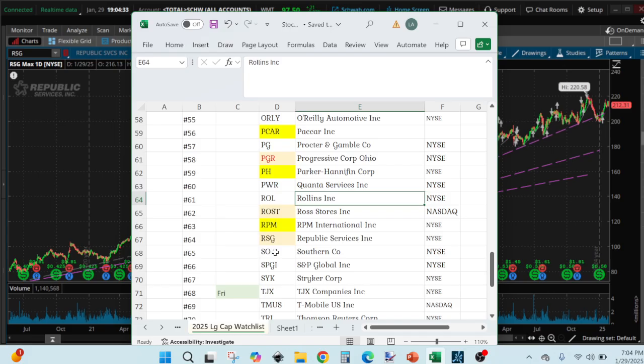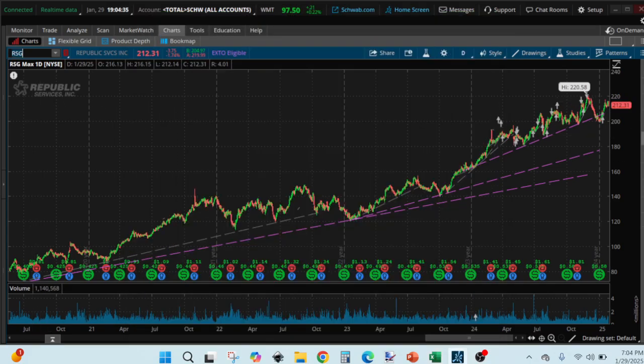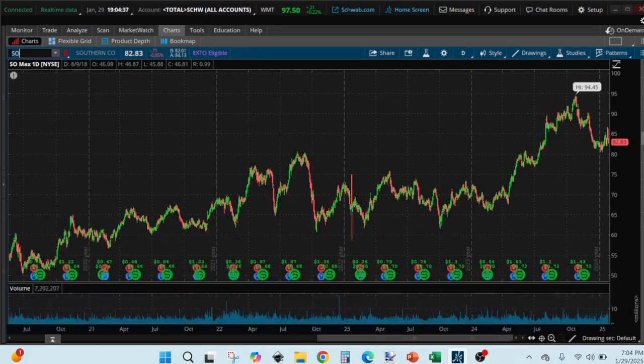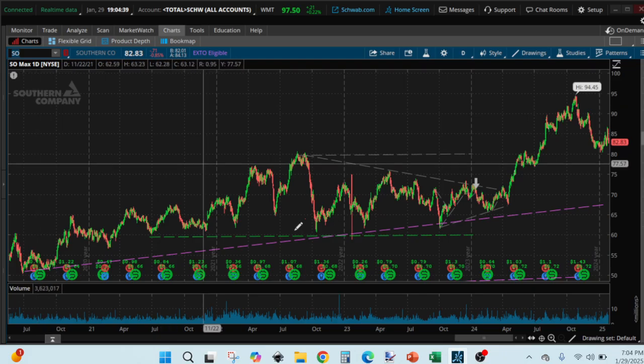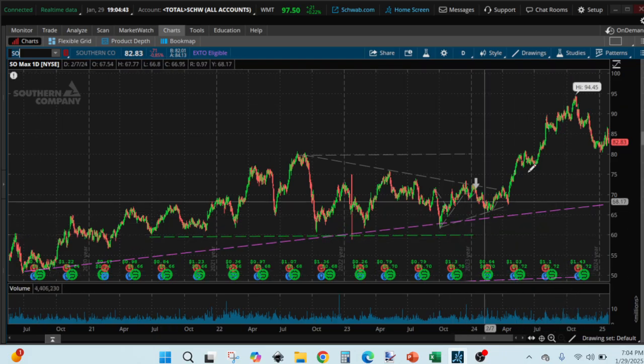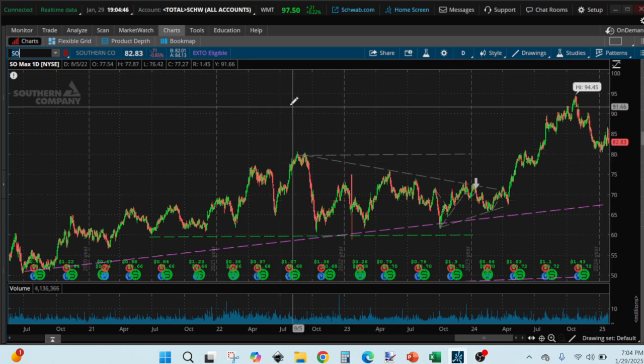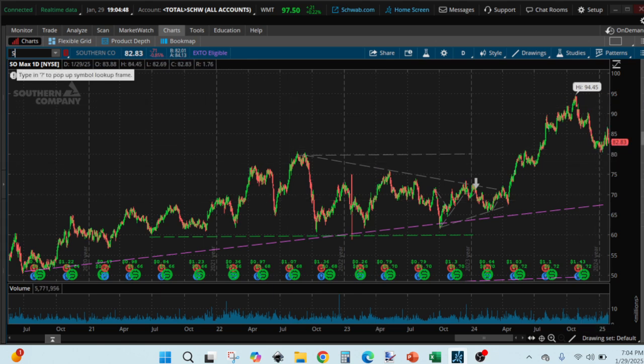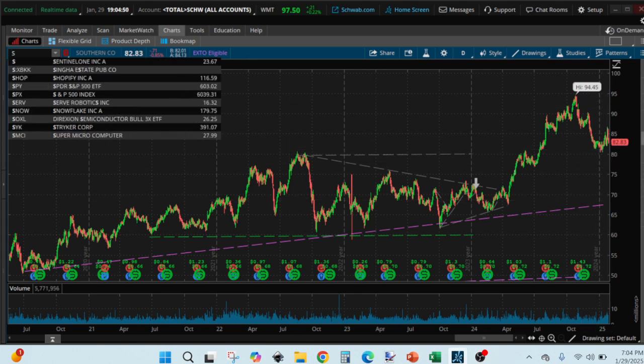So the next one is SO. For SO, we like to buy at this trend line. We have 2 trend lines here, but right now the price is higher up, nowhere near it. So the next one is SPGI.